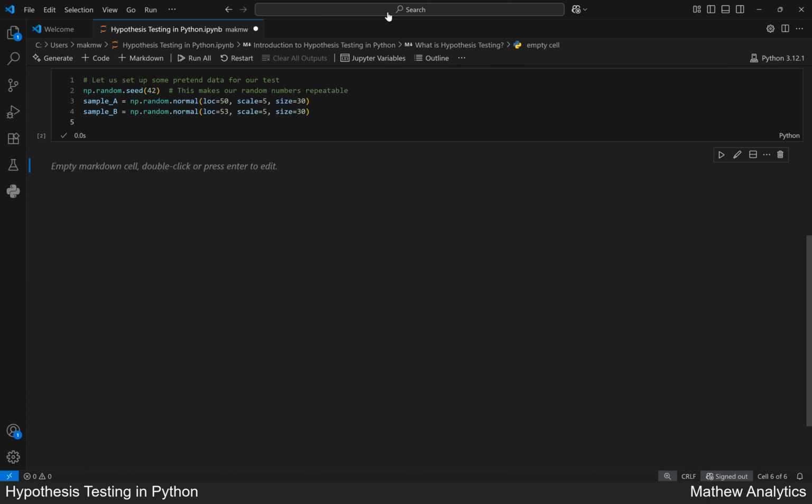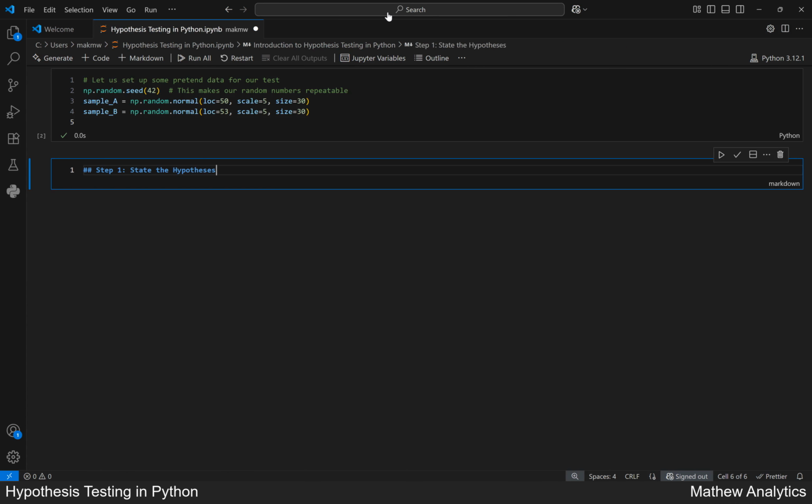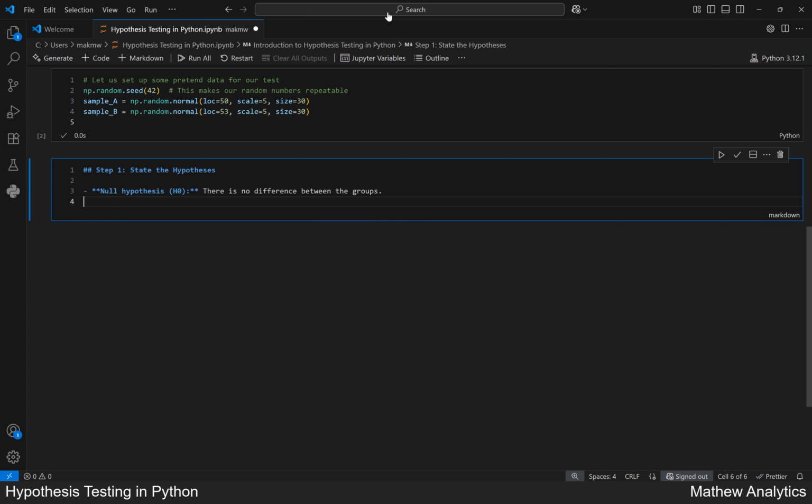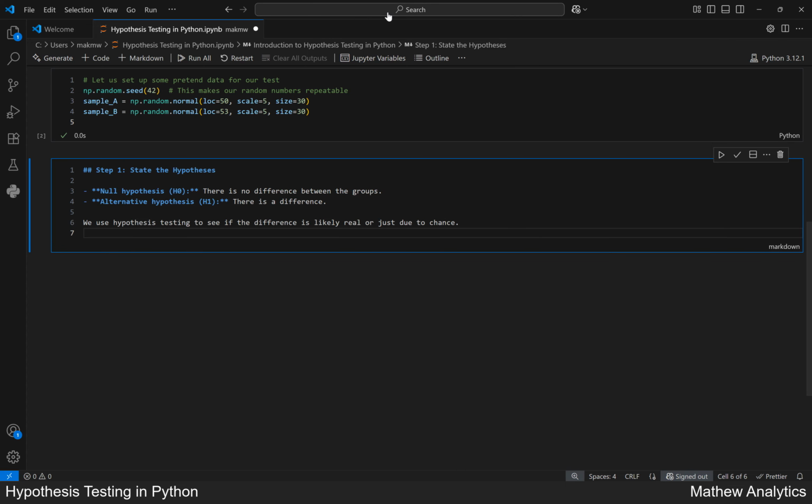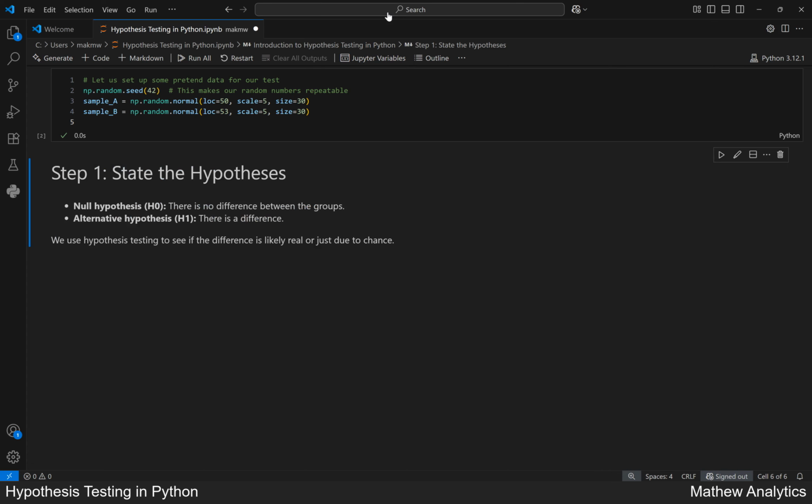Step 1. State the hypotheses. Null hypothesis: there is no difference between the groups. Alternative hypothesis: there is a difference. We use hypothesis testing to see if the difference is likely real or just due to chance. Running the cell now. Try saying the null and alternative hypothesis aloud for our example.